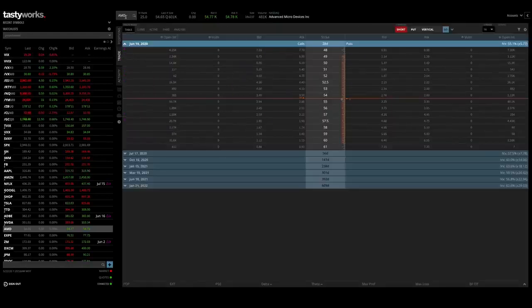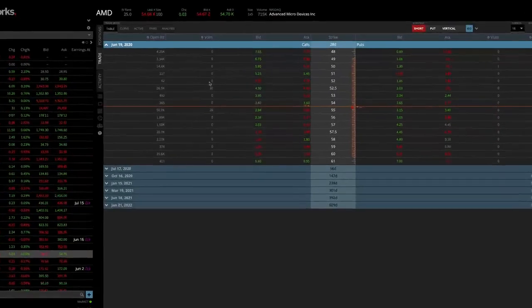I'm going to go to the AMD trade page. First thing we'll notice, volume for all the options is 0, but there's lots of open interest. So the market just opened, and now we can see that some volume is coming in for AMD options.